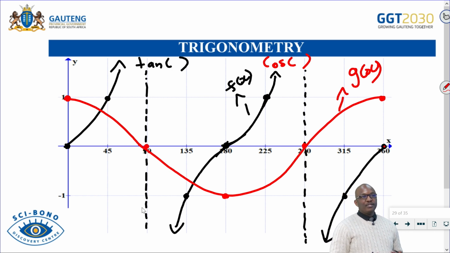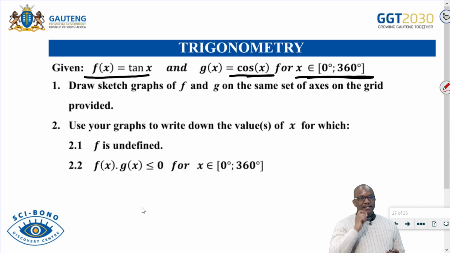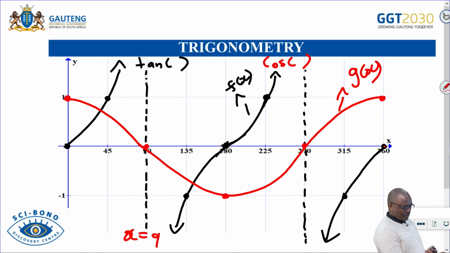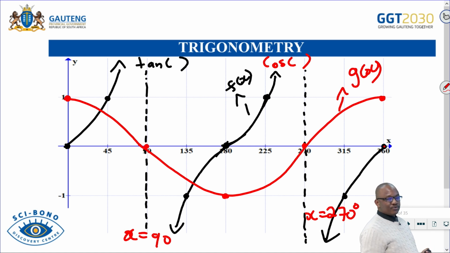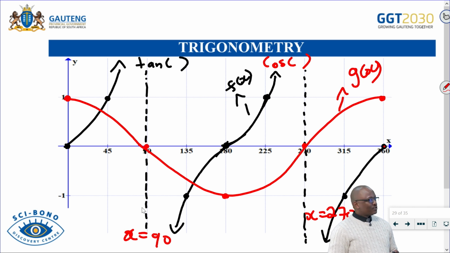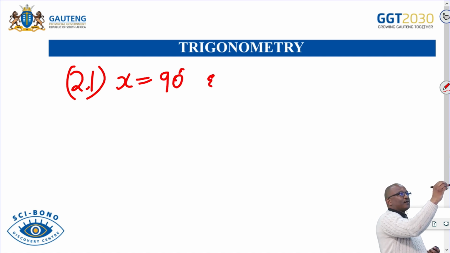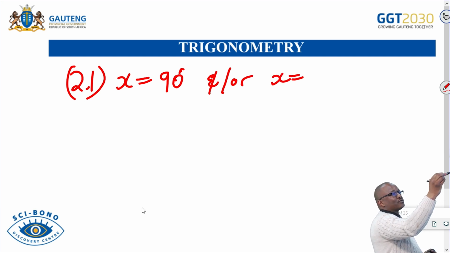So now, how do we then determine the following question? 2.1, they say write down the values of x for which f is undefined. Remember, we are talking about our graph of f, the black one. So the black one is undefined where x is 90 and where x is 270. That's where our graph is undefined. So basically for 2.1, you will just say x is equal to 90 and x is equal to 270.